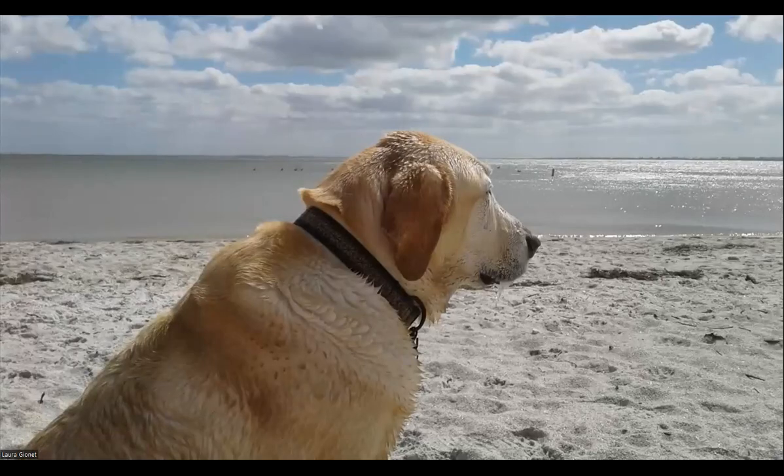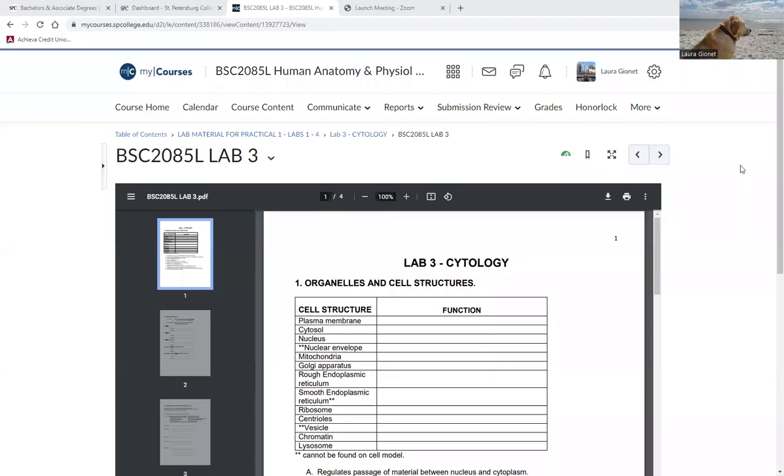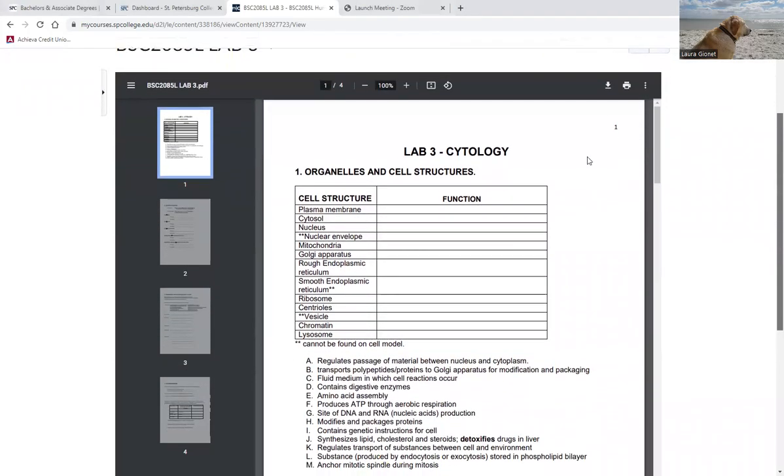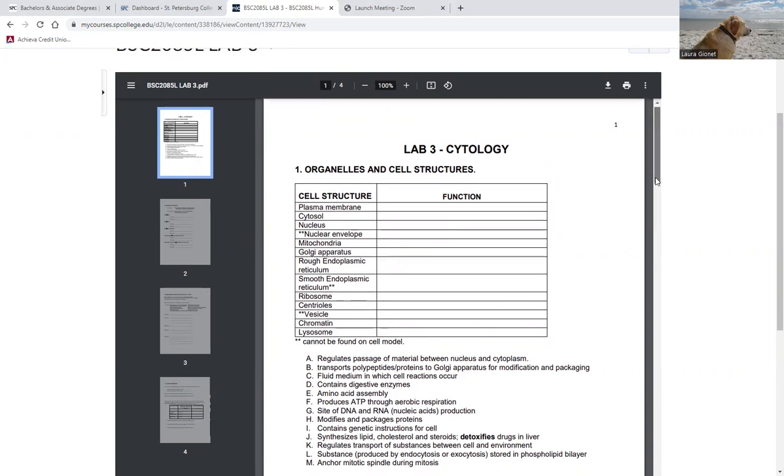All right, we are on lab 3, cell or cytology. So let me share my screen. Okay, so here we are, lab 3, cytology or the cell. The first thing we're going to do is identify the different organelles. Some of them are going to be on models that we can easily identify, some not so much. And then we're going to match up the functions to those particular cell structures.